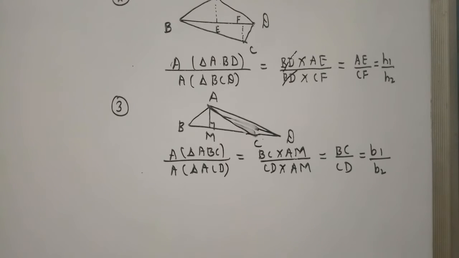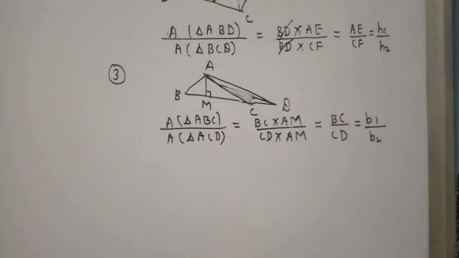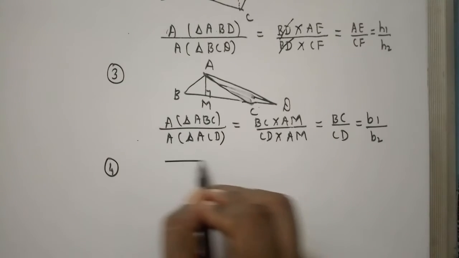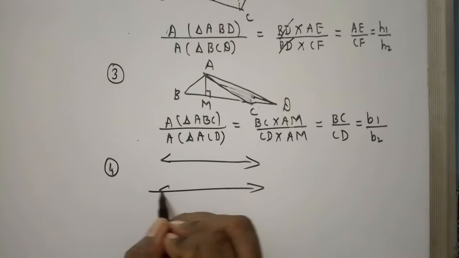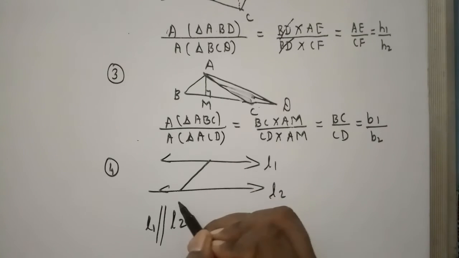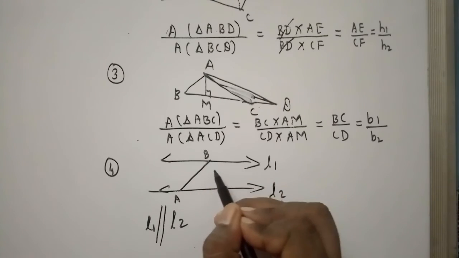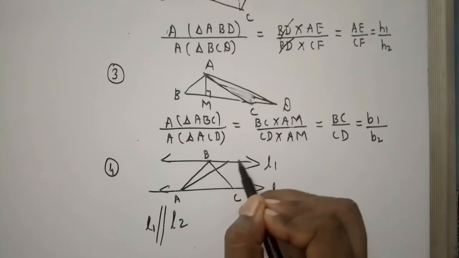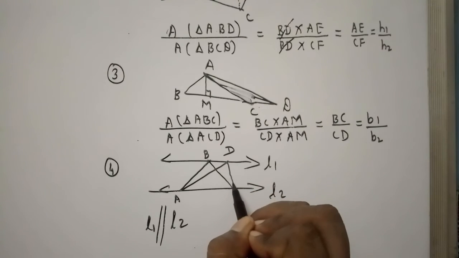Next one, and the last case, fourth case. Suppose you have two parallel lines. So let's say this is L1, this is L2, and already we know what is given to us, it is given that L1 is parallel to L2, right? These two are parallel, and I'm taking two triangles. Let's say this is A, this is B, this is C. Another triangle I'm taking, this is D, and this is C.